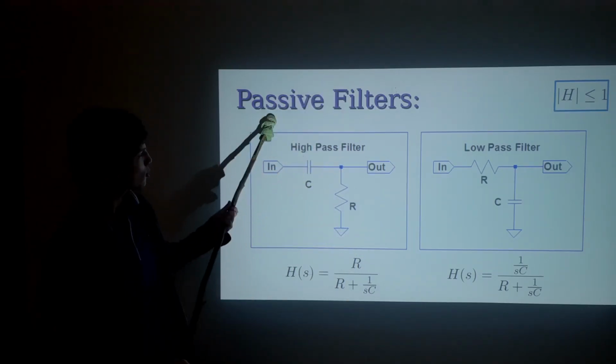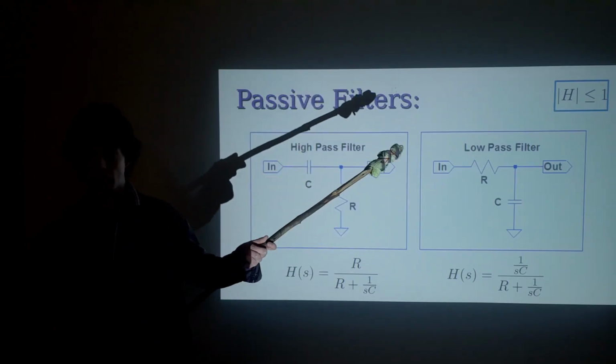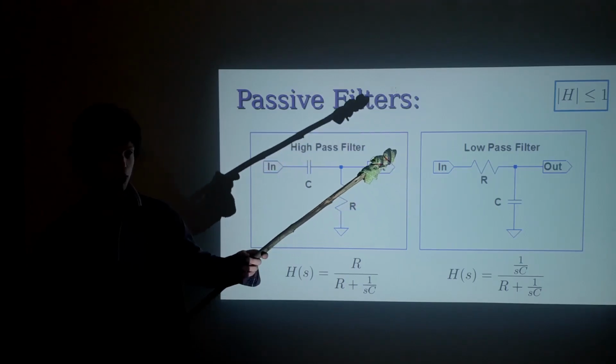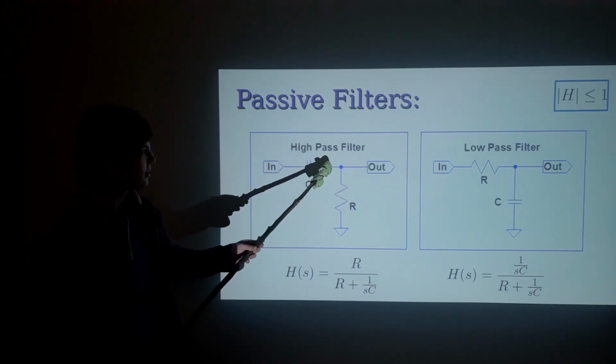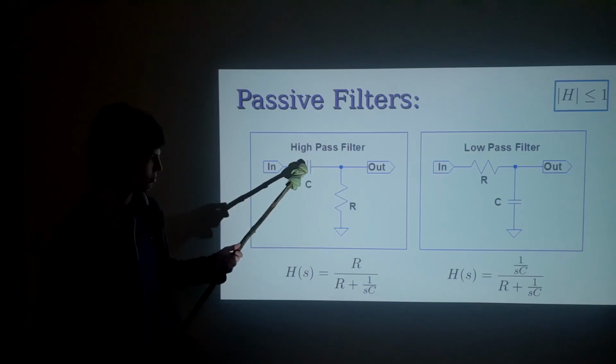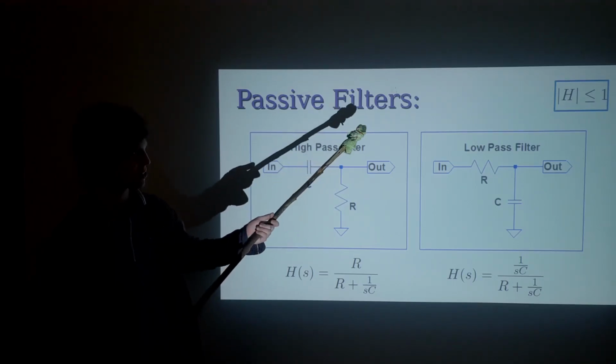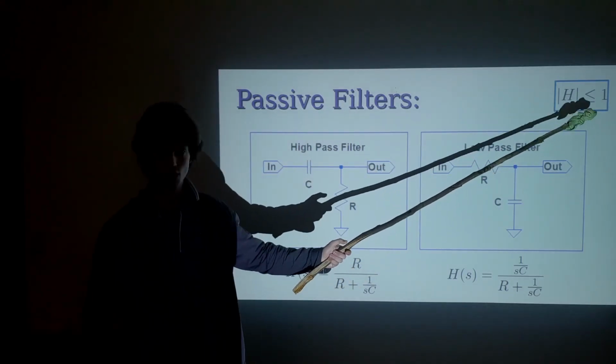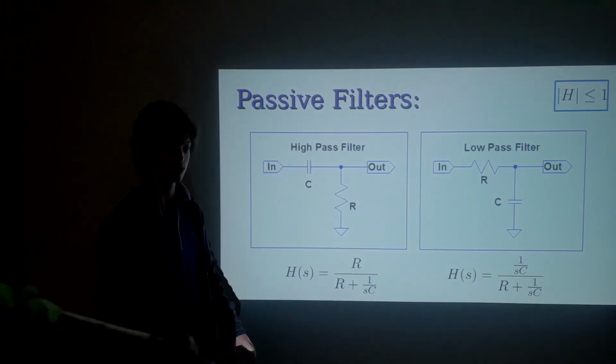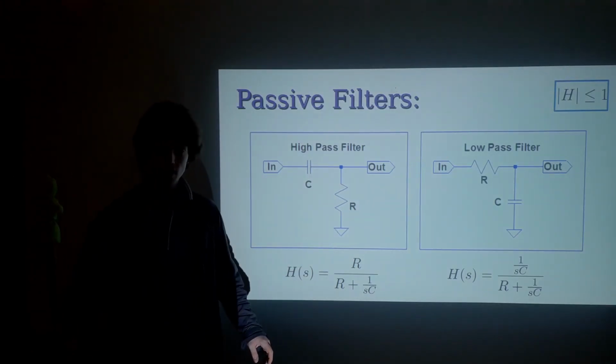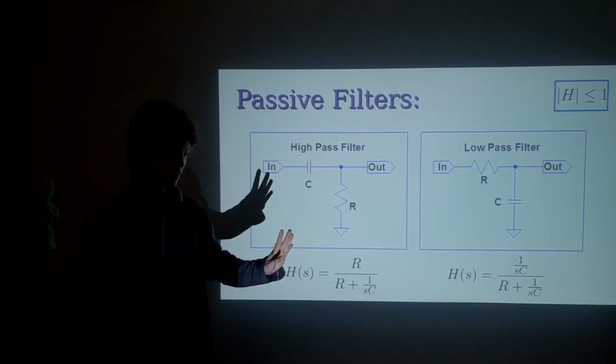And the thing is, these are called passive filters because they don't have op amps in them, right? Or MOSFETs or anything else complex. Passive filters, which just have resistors, capacitors, and inductors, are only ever going to have a magnitude of the transfer function less than or equal to 1. And we'll get to what that means in a moment.